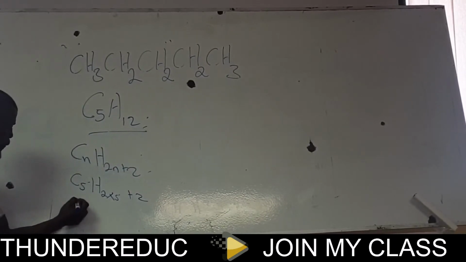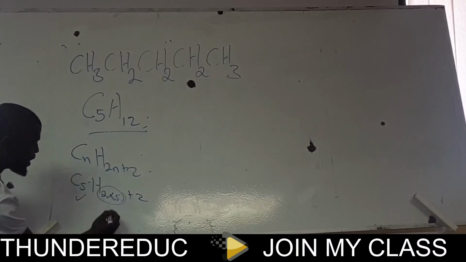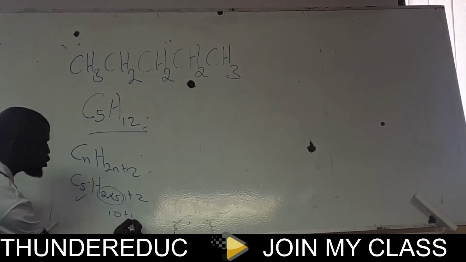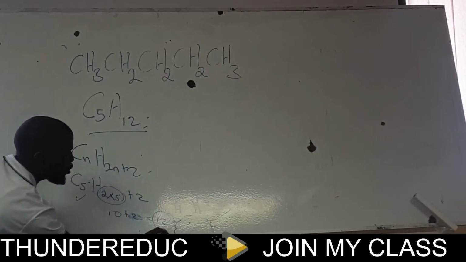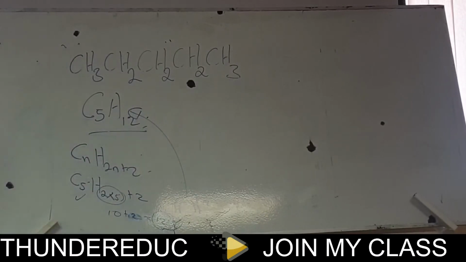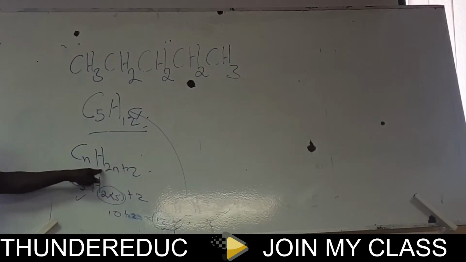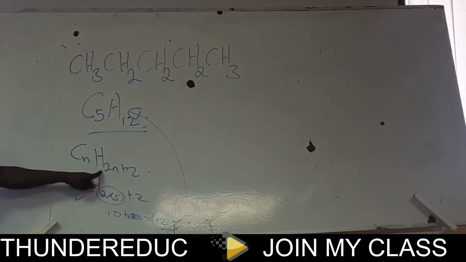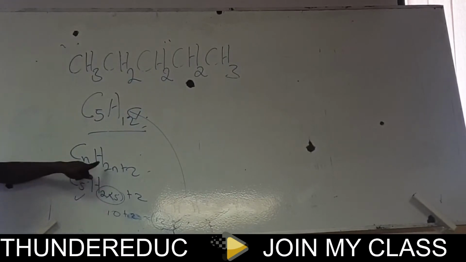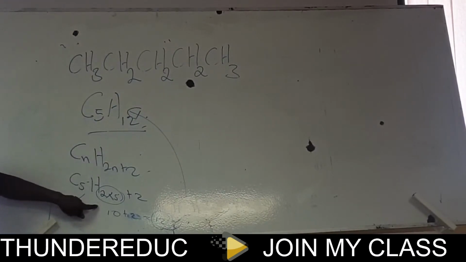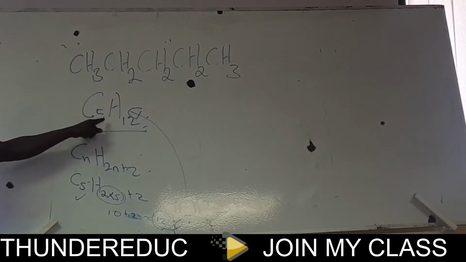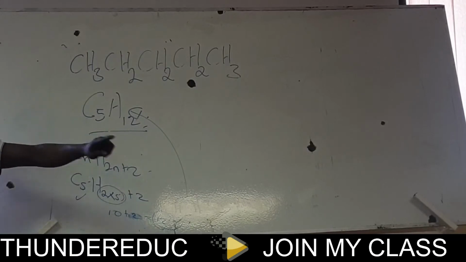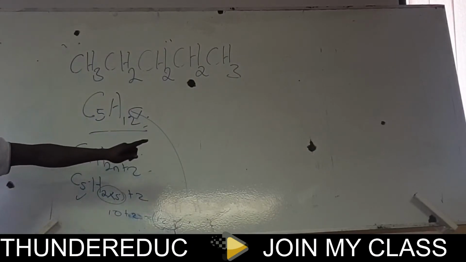So 5 is fine. This one is going to be 10 plus 2, which gives me 12. It means that the hydrogens are 12. So if it diverts, it means that that's not an alkane. But because this obeys this, it means that this is an alkane. So when you are drawing the structural formula, there is no double bond or triple bond anywhere.